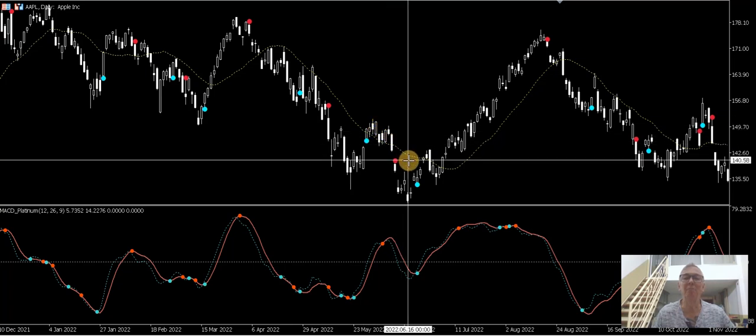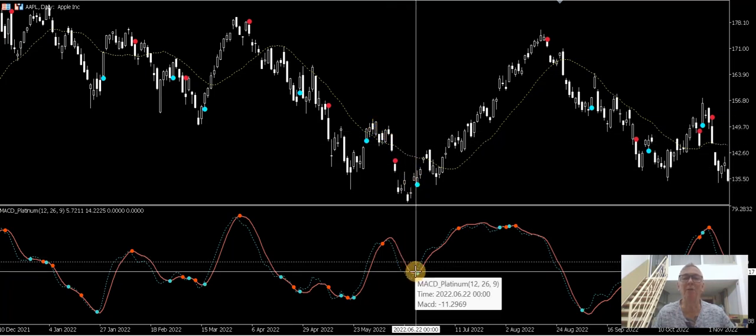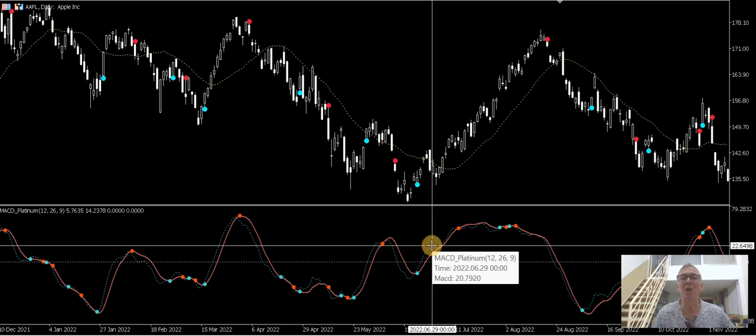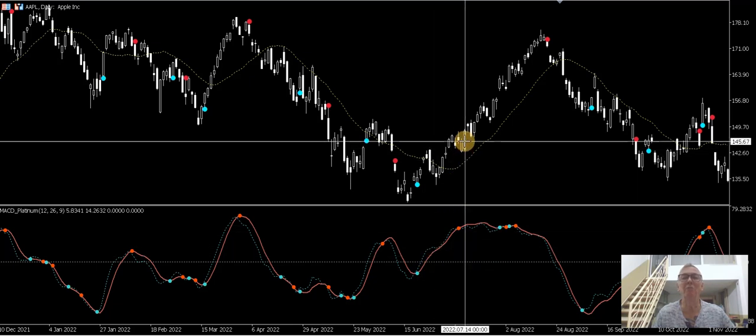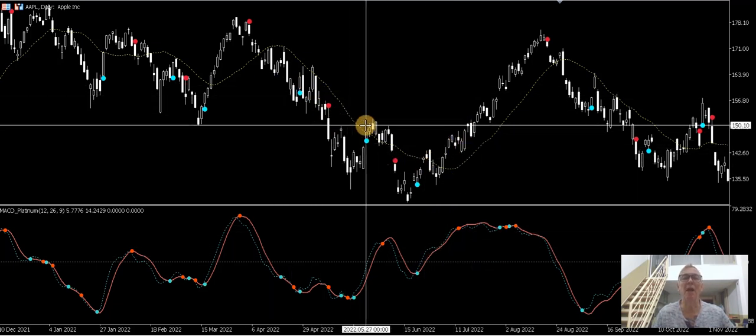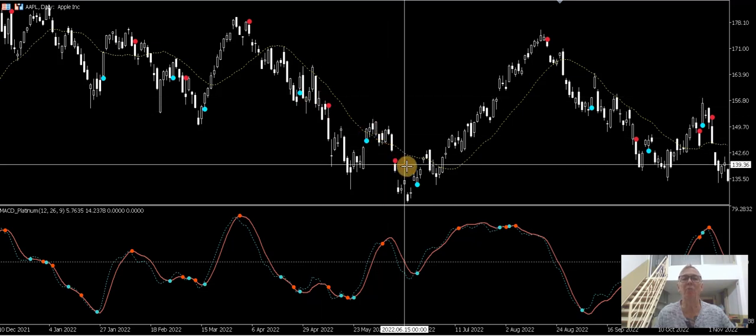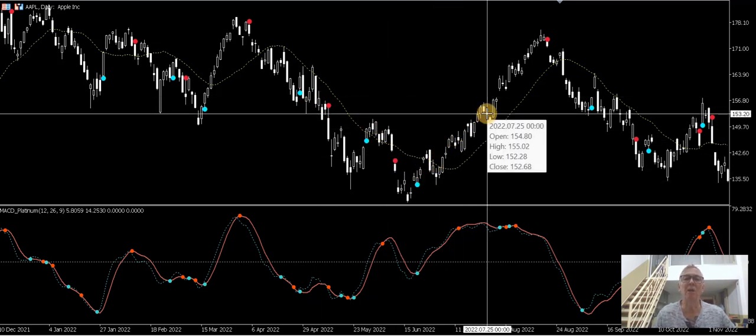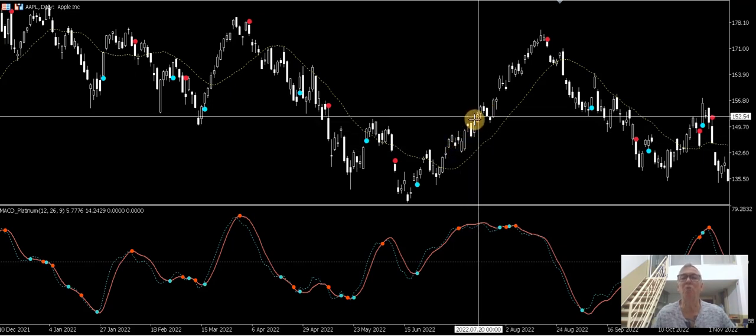Drops down again. Drops MACD platinum below the zero level. Buy 500 shares. Bang, up she goes. Your dollar cost averaging down. That's where they get the term from. Goes up, start closing out some if you want. Recover your previous losses, reduce your risk, put a trailing stop in.